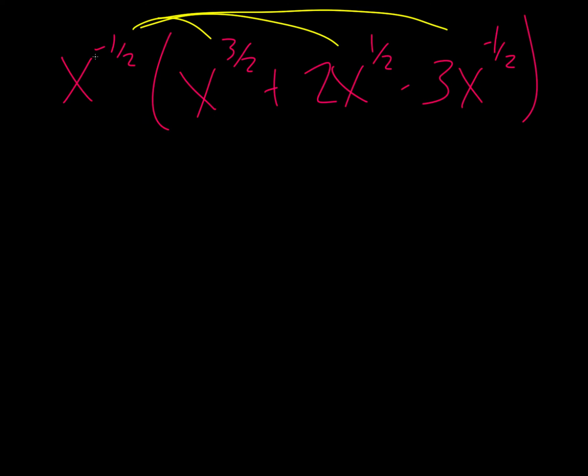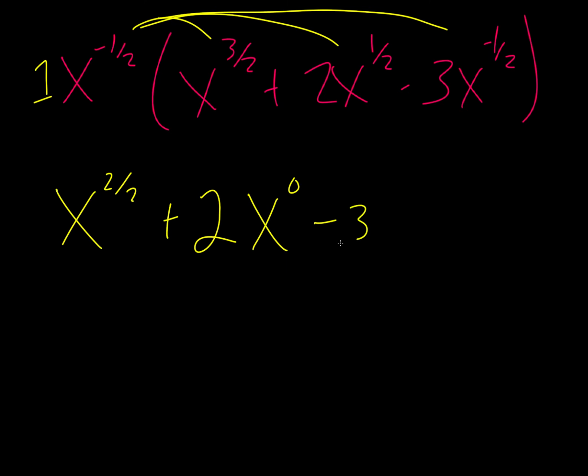So when we do x to the negative 1/2 times x to the 3/2, we're just going to add those exponents. So it's negative 1/2 plus 3/2, and so we get x to the 2/2. We will simplify that in a second, but right now I'm not going to worry about it. Okay, there's a ninja 1 out here, right? So we do 1 times 2, we get 2. And then we do negative 1/2 plus 1/2, and so that's just going to give us x to the 0. 1 times negative 3 gives us negative 3.